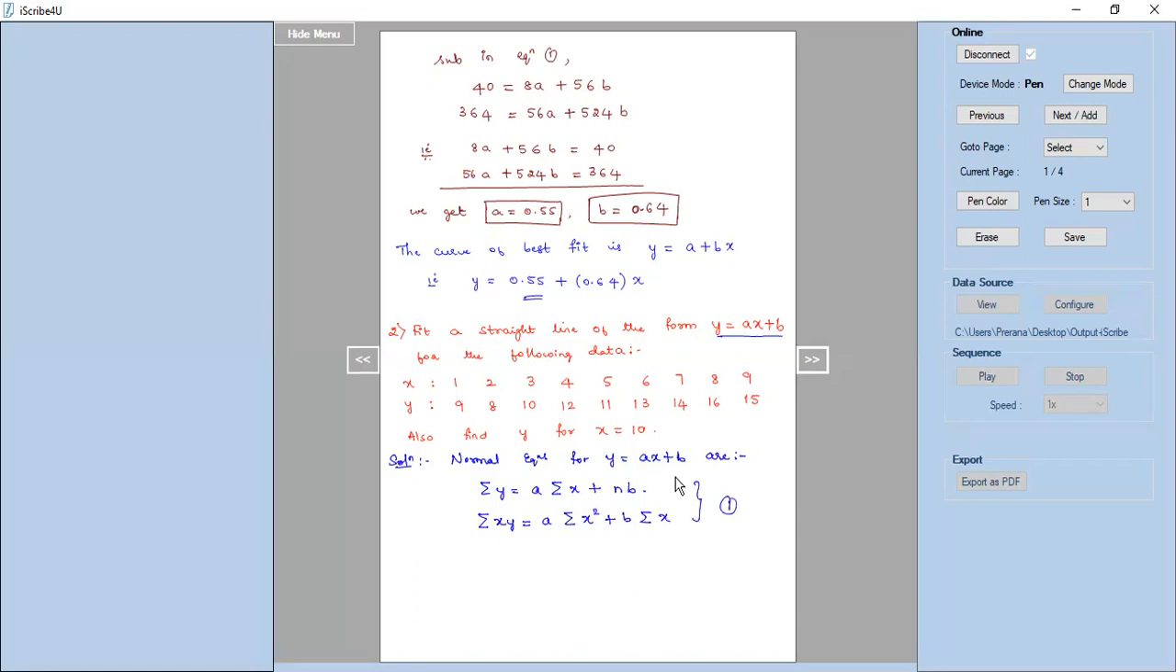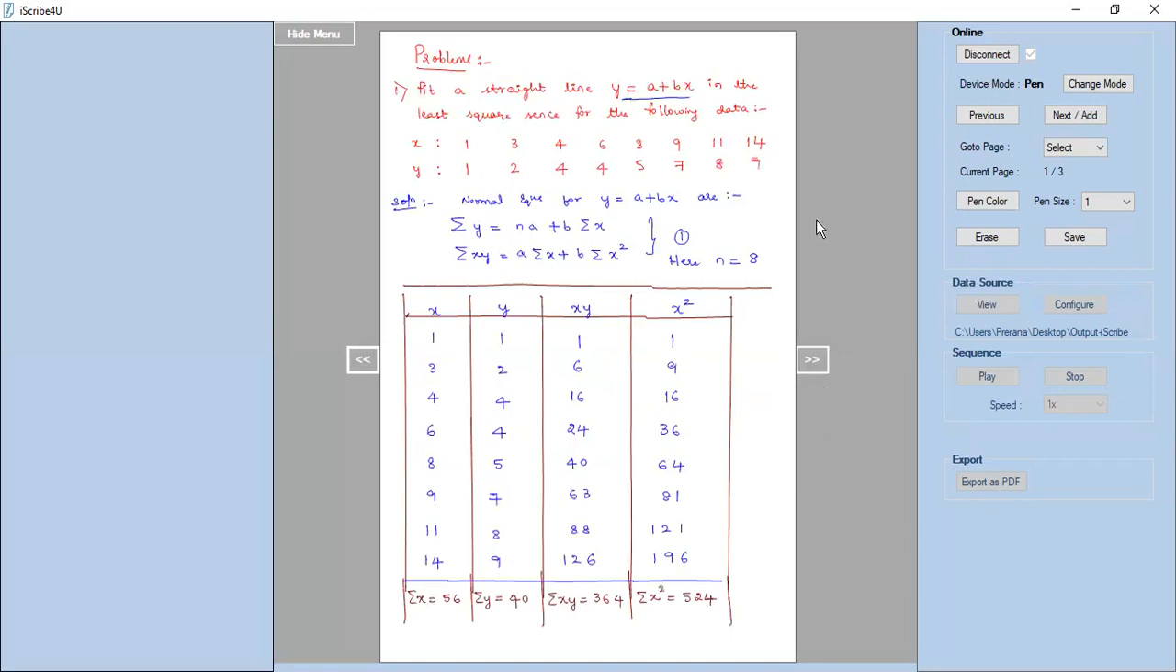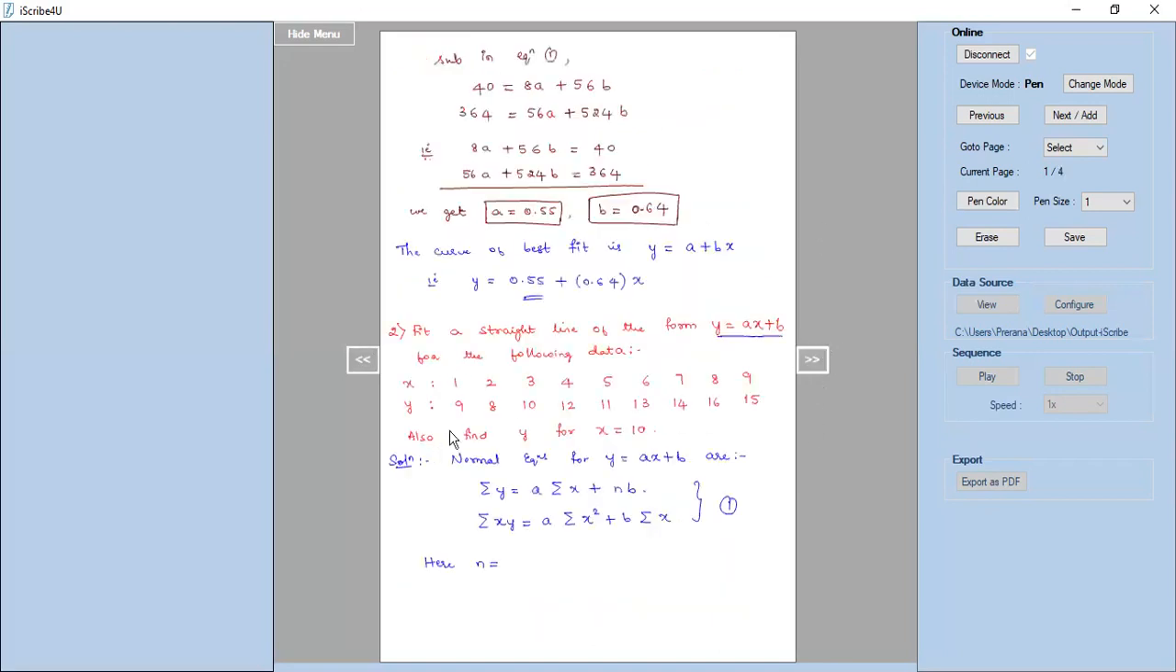And now we will write down what is the value of n here. Small letter n stands for the number of sets of data given for us in the question. So we have 9 sets of data because x takes values from 1 to 9 in steps of 1. So we can directly write n is equal to 9. There are 9 sets of values of x and y given for us.